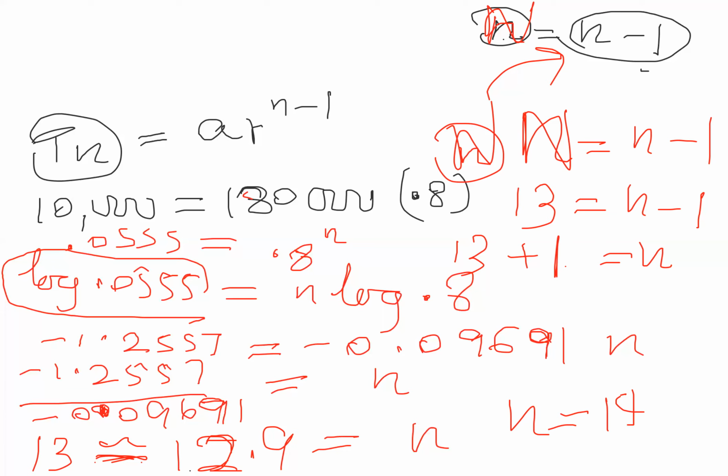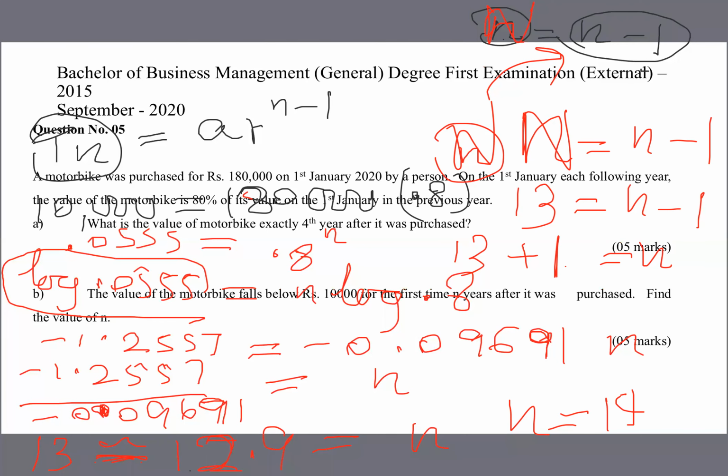Shall we go to the question and check? It's asking the value of the motorbike falls below 10,000 for the first time n years after it was purchased. The value of n equals approximately 14 years, right? You can say after 14 years the motorbike falls below 10,000 for the first time, 14 years after it was purchased. So we can write it.